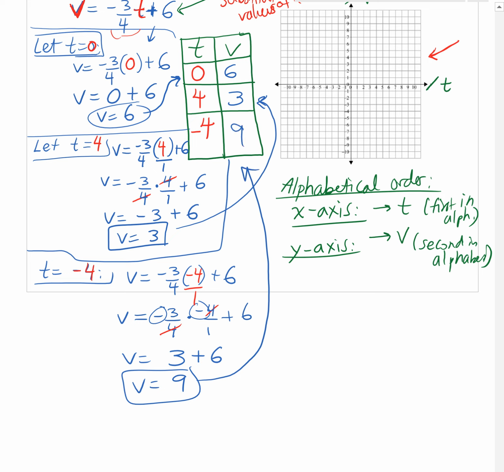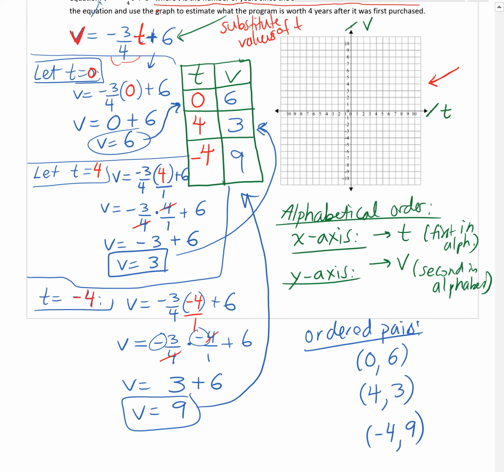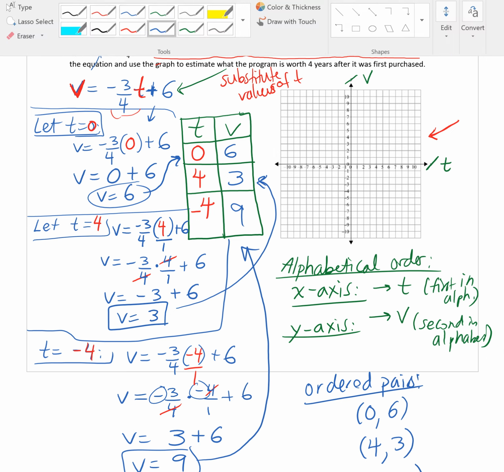Okay, so we got 3 points. I'm going to write them down real quick here. Our ordered pairs. The very first row that we found, we chose 0, and then 6 popped out for the other variable. The other one, we chose 4 and 3 popped out. Then the last one, we chose negative 4 and 9 popped out.